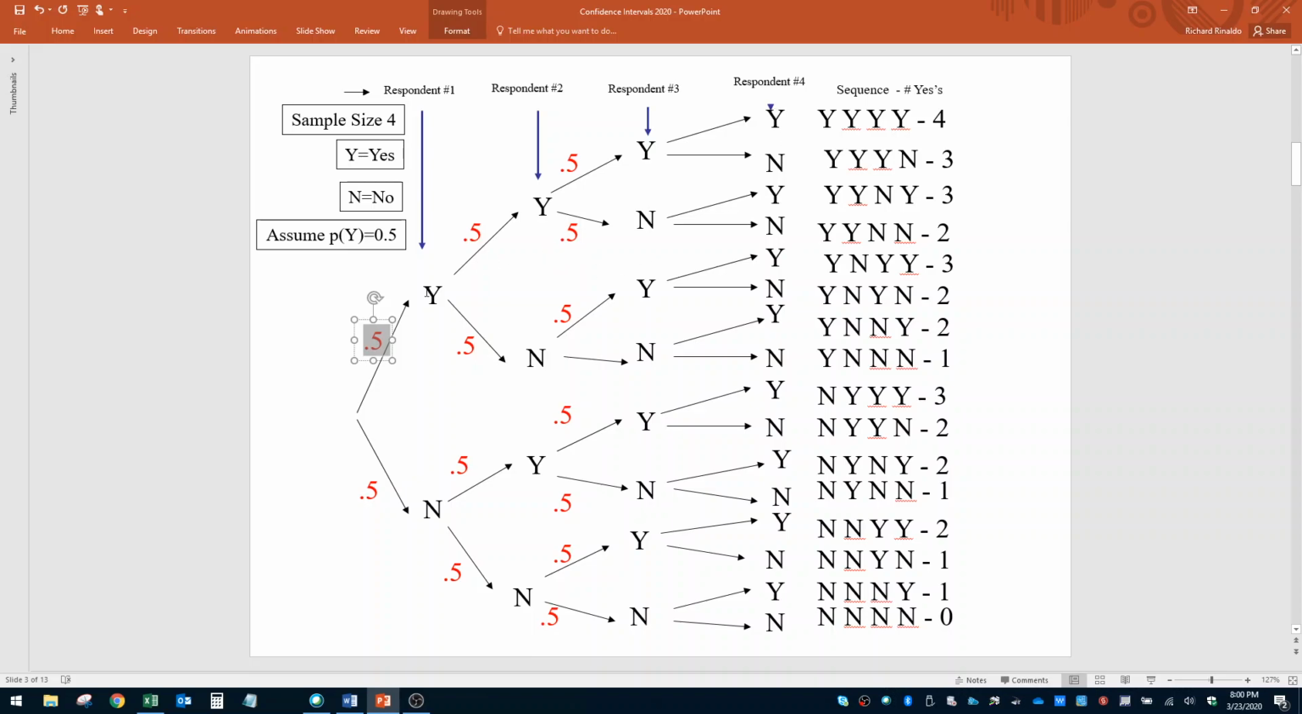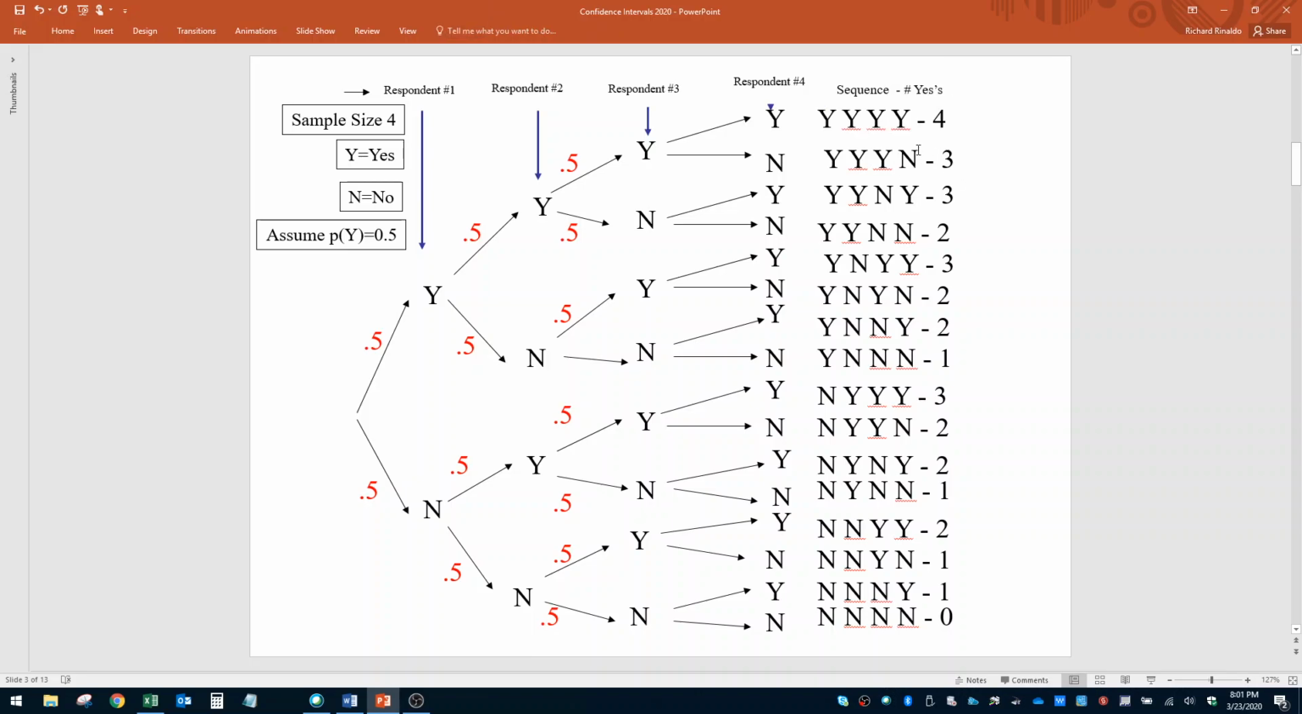So the first one here is first person says yes, second person says yes, third person says yes, and the fourth person says yes. All 4 people said yes, they would vote for Trump. And that's a possible outcome if I call 4 registered voters and see if they'll vote for Trump or not. Each of these terminating branches represents a possible outcome. Next one is the first 3 say yes, the last person says no. Next one, first 2 say yes, third says no, and the fourth says yes. Each of the branches terminates into 16 possible outcomes.